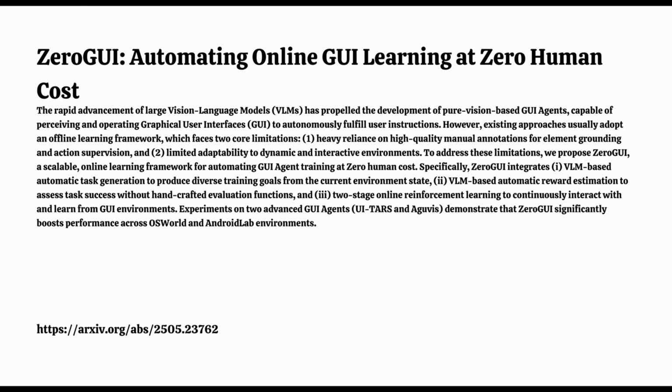Today we're looking into something pretty fundamental for AI agents: how they learn to actually use software like we do, clicking buttons, navigating menus on a computer or phone screen. It's a tough area. Getting AI agents to reliably see what's on a graphical user interface, or GUI, and then interact with it to get things done, especially complex tasks, that's a real challenge. And training them usually takes a ton of human effort, right? Yeah. Labeling screens, showing the AI what to do step by step.